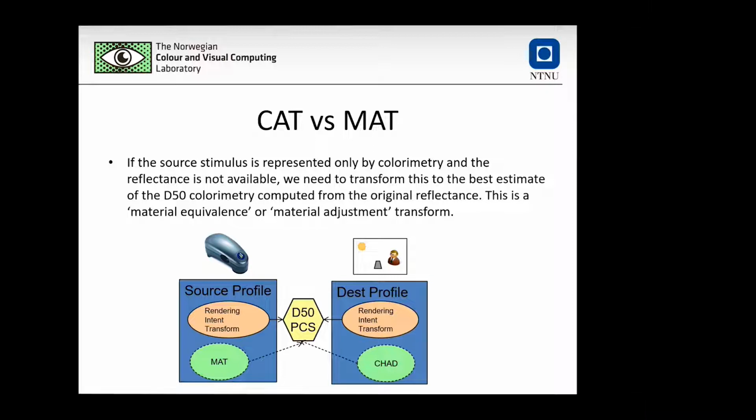So what we really want then is to discard the idea of the corresponding color and think in terms of transforming to our best estimate of the colorimetry as if it was computed from the original reflectance. That's known as a material equivalence or a material adjustment transform. It's not the same thing as chromatic adaptation. That's a very important distinction I want to make. So now I'm starting off with some XYZ, and I use a material adjustment transform, a MAT, rather than a CAT, to convert into the PCS.